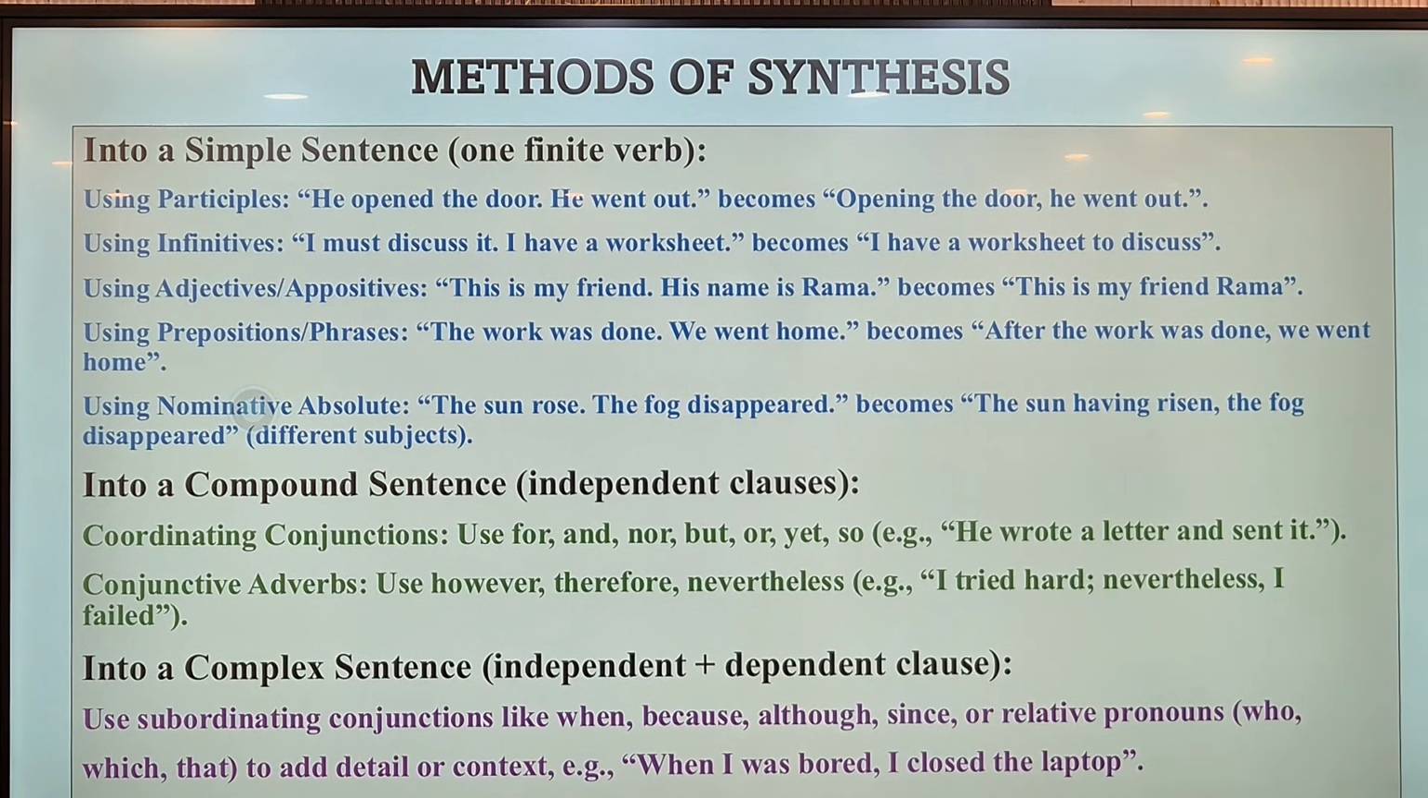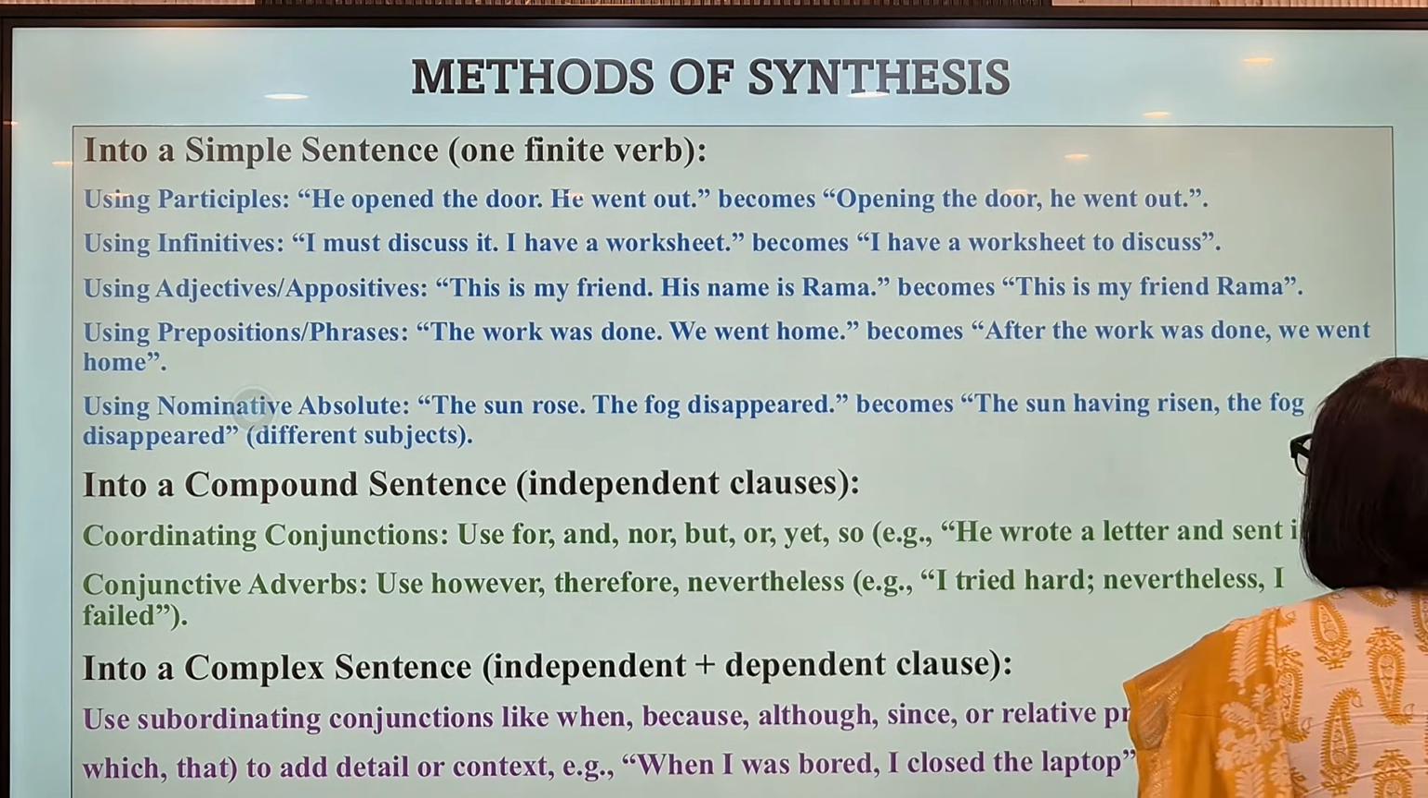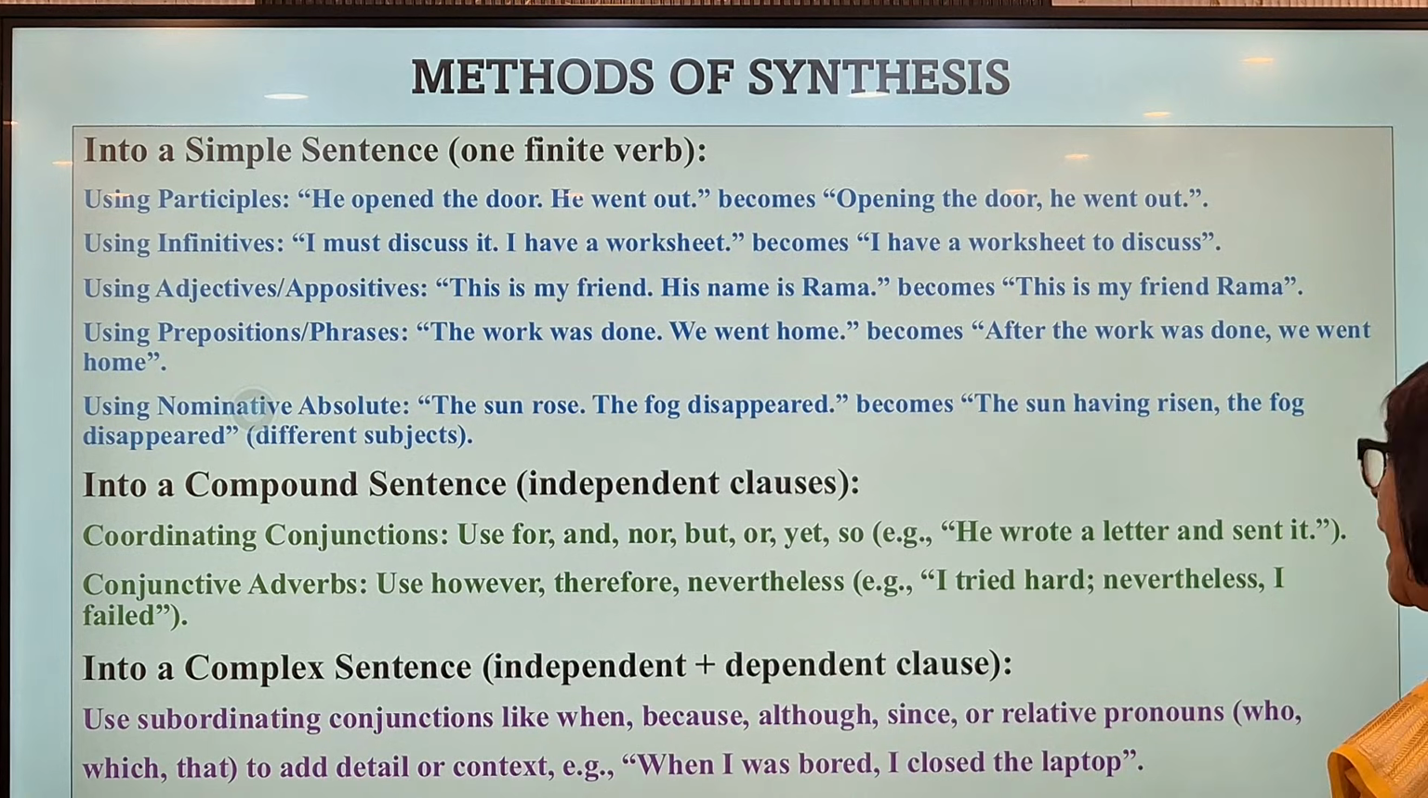Infinitive is to. I must discuss it. I have a worksheet becomes: I have a worksheet to discuss. In this way, all the examples of how sentences are changed into simple sentences are given. When you change into a compound sentence, 2 independent clauses are joined together through coordinating conjunctions like for, and, nor, but, or, yet, so. So, he wrote a letter and sent it.